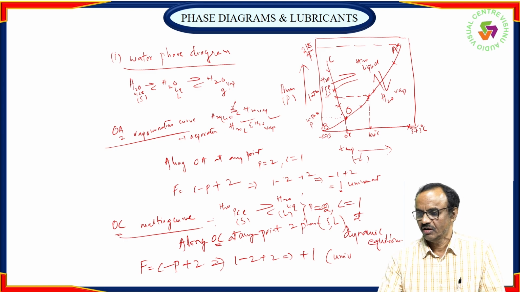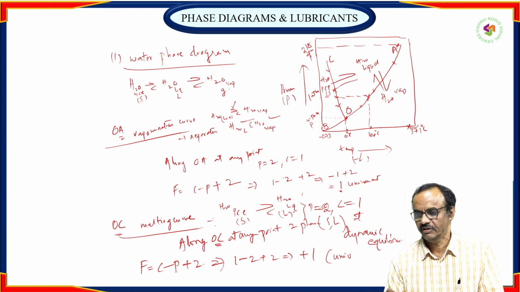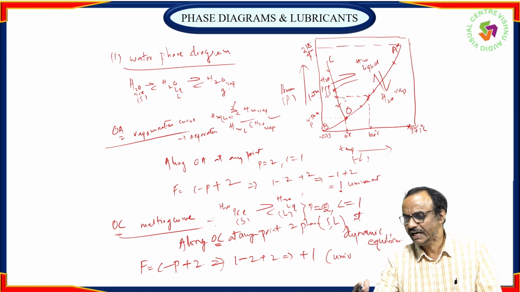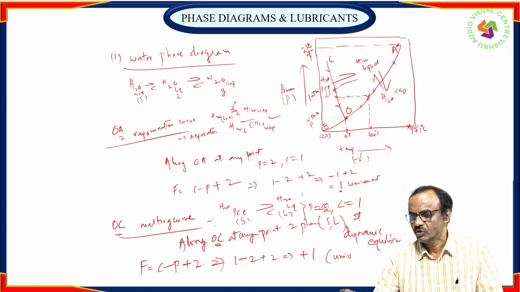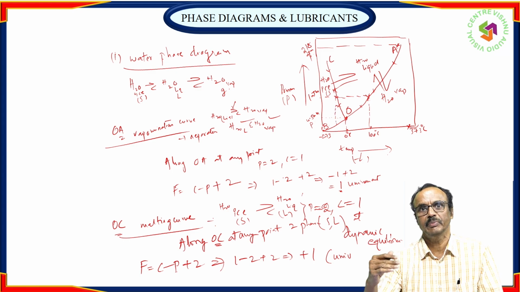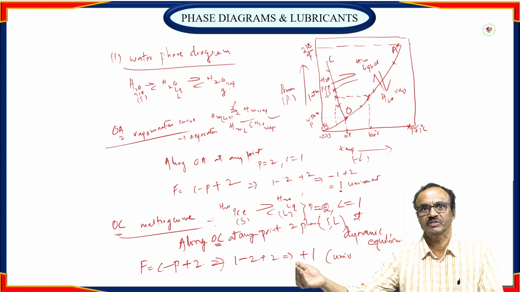So along the OC curve at any point both are at dynamic equilibrium, ice and liquid, and this OC curve separates ice and liquid water. This OC curve is slightly inclined towards the pressure axis. So it means on increasing pressure, keeping temperature constant, the melting point of ice decreases. So instead of melting at 0 degrees centigrade, ice starts melting at 0, plus 1, plus 2, plus 3.